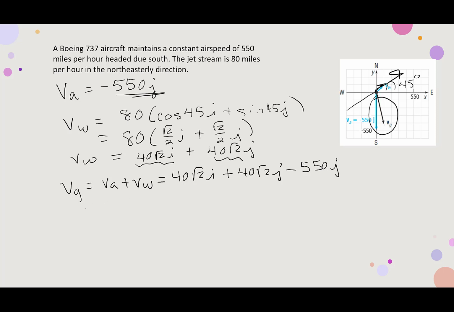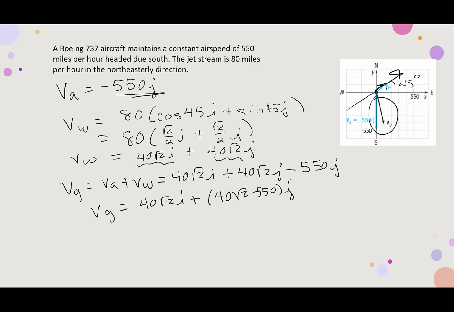Probably the best thing to do is to write that as 40 square root of 2 i plus, let's put parentheses, 40 square root of 2 minus 550 j. That way you have i once, you have j once. It's really just notational there, not really a big deal. Okay, so we did all of our velocities. So we've done part A, we've done part B.